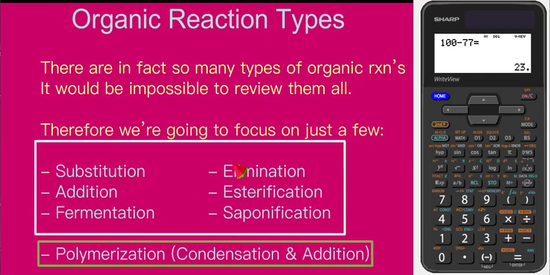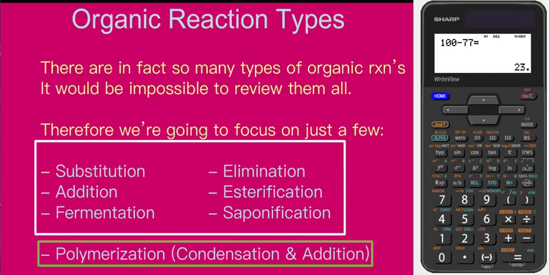So you're doing the first top two: substitution, addition, elimination, and esterification. So it's basically four reactions. When we're doing something like halogenation, dehydrogenation, it falls under these four. It's a type of substitution or addition or elimination. It just depends what is being eliminated. So we do combustion, substitution, addition, elimination, and condensation. It's all of those ones.